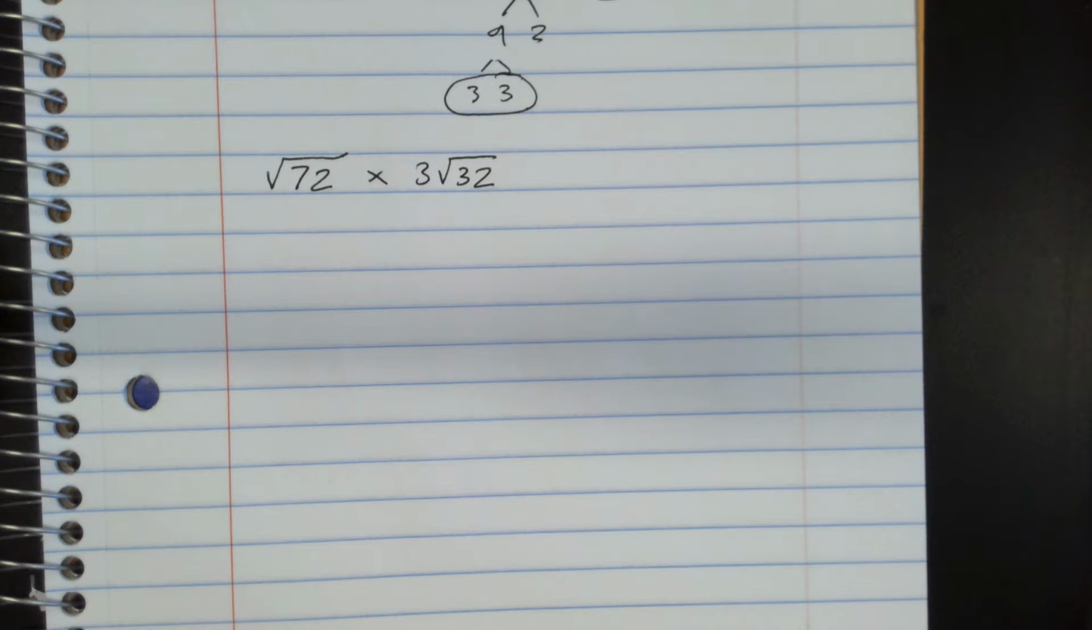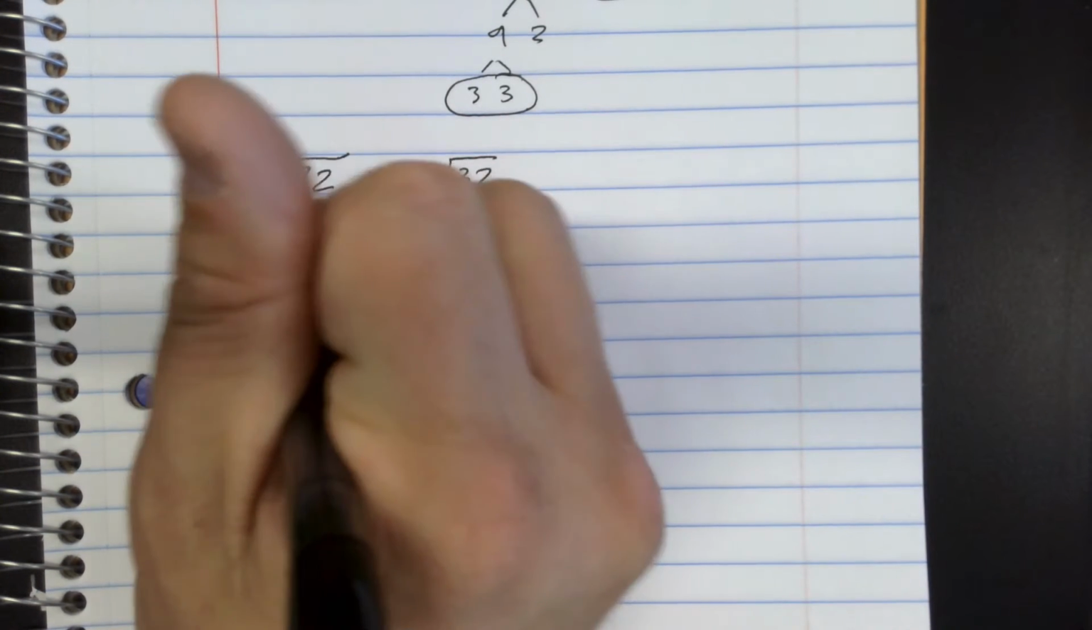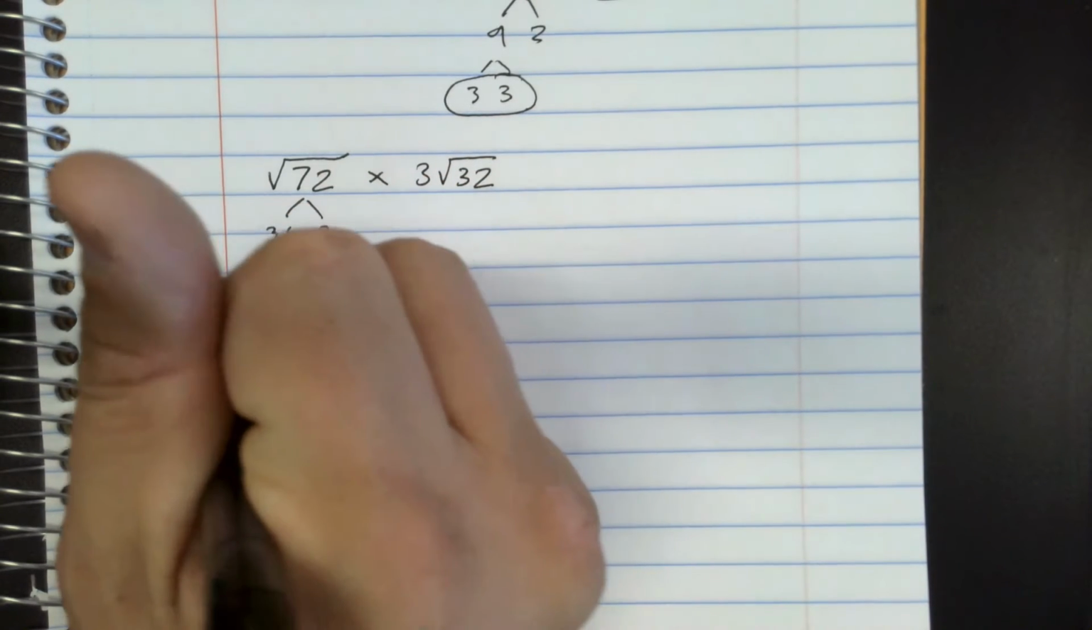Okay, so first off, we have two gigantic numbers underneath the root, right? We have a 72 and a 32. I would never multiply 72 and 32 together because it would give me a number in the 2000s. You don't want to try to factor something like that. So what I would do first is factor both of these numbers down from the get-go.